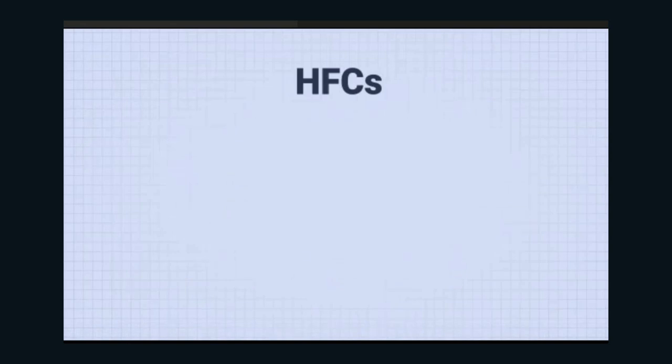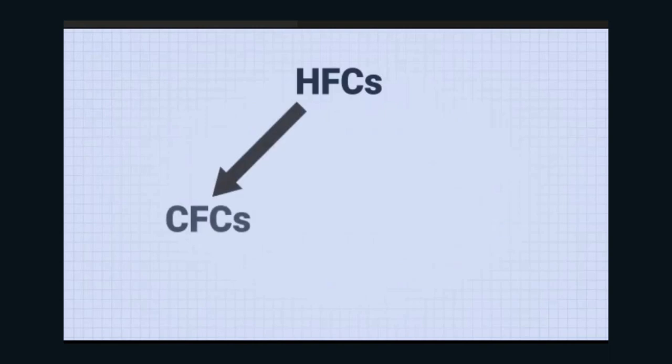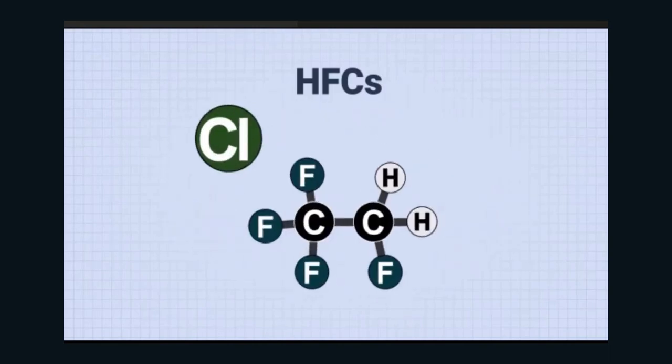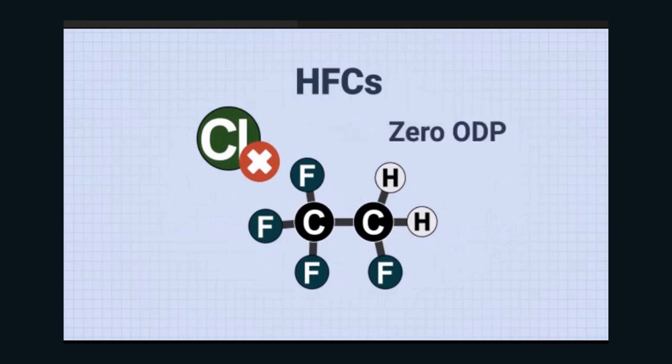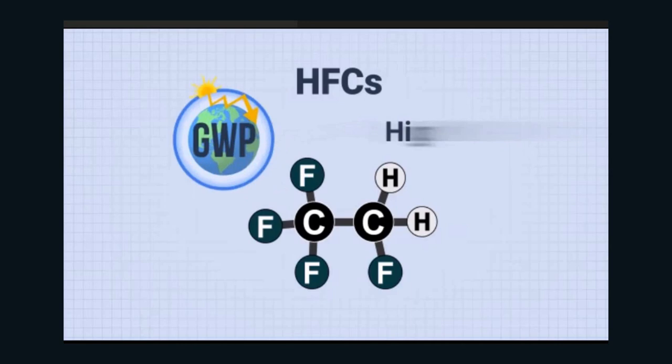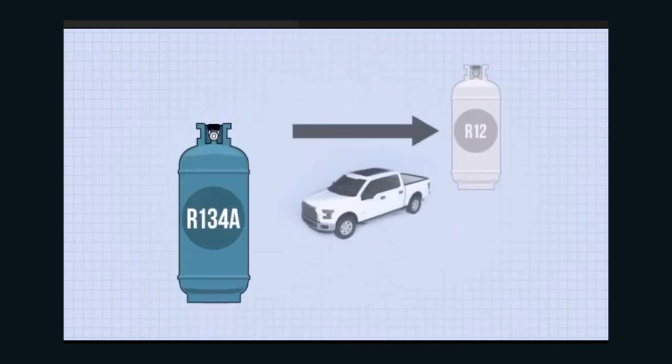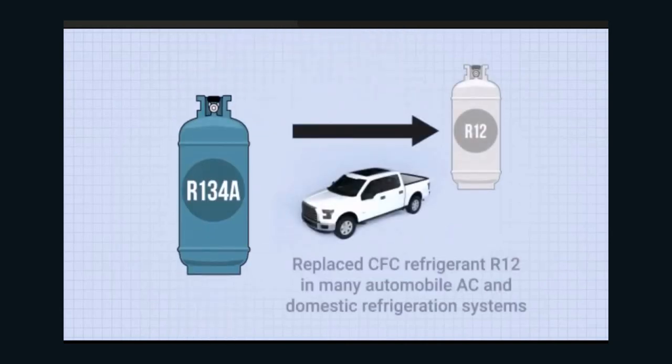Most HFC refrigerants were designed to replace a specific CFC or HCFC refrigerant. HFCs are chlorine-free, so have zero ODP, ozone depletion potential. However, they have high GWP, global warming potential, so are beginning to be phased out. Common examples include R134A, which replaced CFC refrigerant R12 in many automobile AC and domestic refrigeration systems.